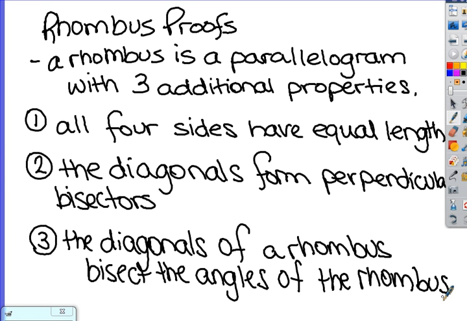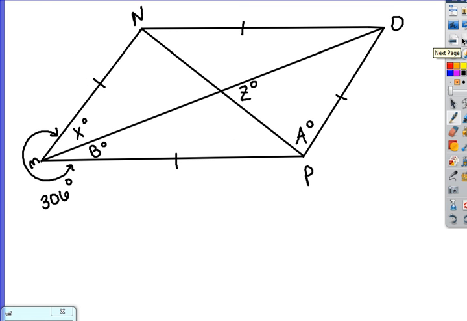All right, we're going to use these proofs, the parallelogram proofs and rhombus proofs, to solve a problem. So take just a moment and go ahead and draw out this figure on your paper. Now in this problem, we're solving for A, B, X, and Z. Let's start off with solving for X and B, these 2 angles here.